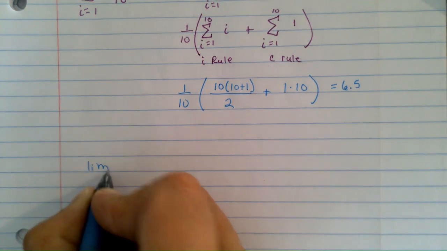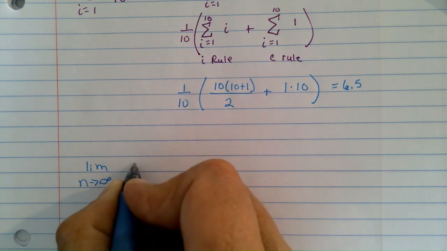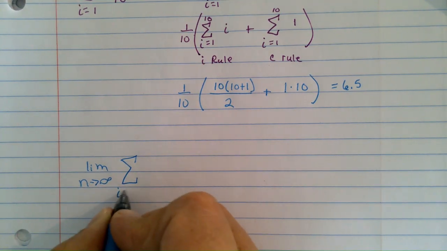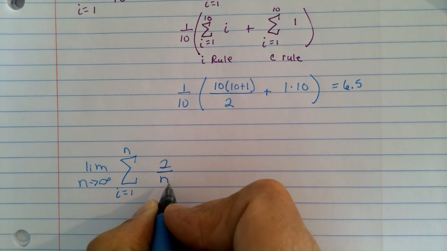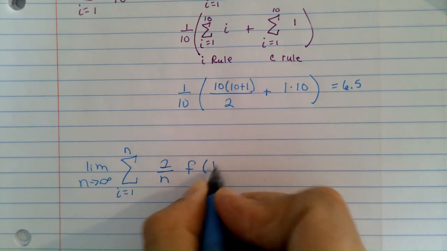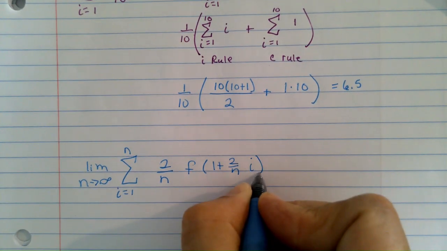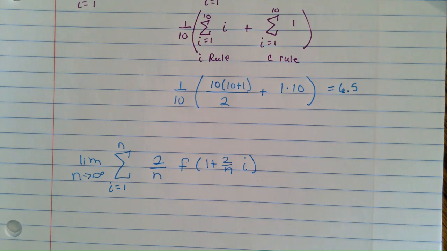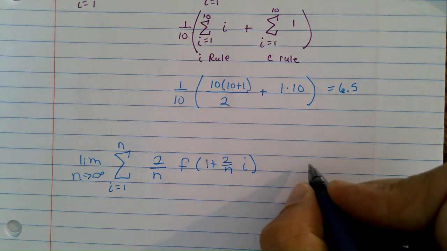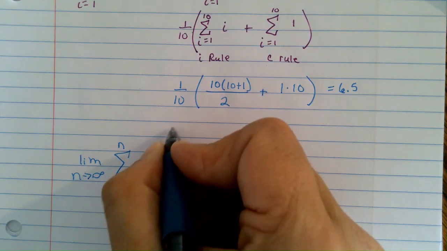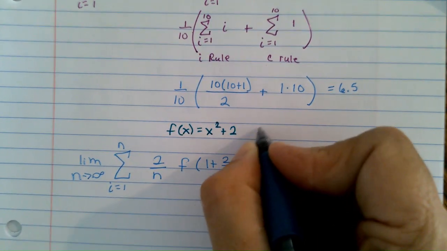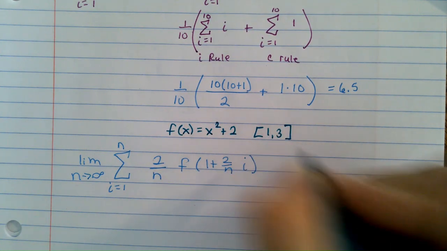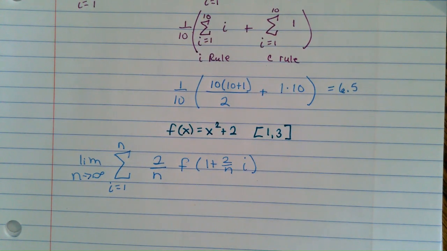Let's look at the limit as n approaches infinity of the sum from i equals 1 to n of 2 over n times f of 1 plus 2 over n i. Actually, what we're doing here is taking f of x equals x squared plus 2 on the interval from 1 to 3, which should look familiar.